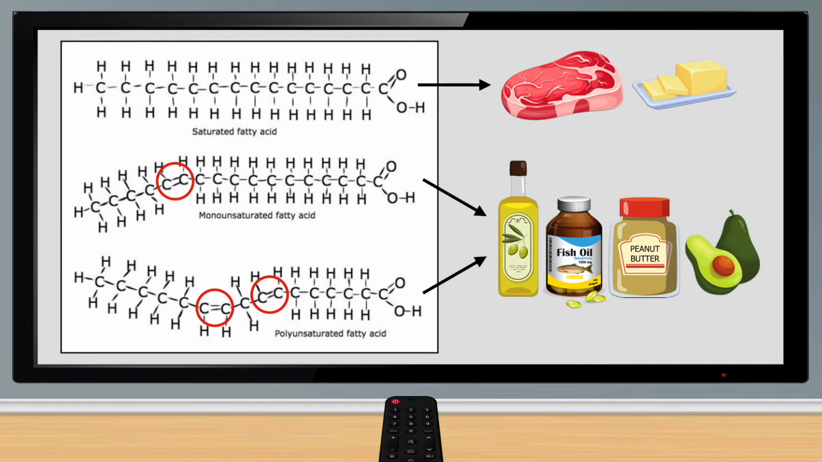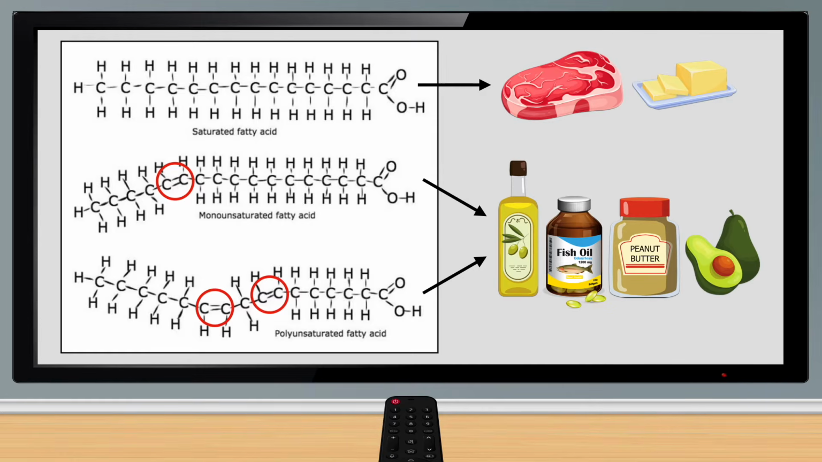fat is liquid. Examples of saturated fat include butter and the fat visible in beef. Vegetable oils, fish oil, nuts, seeds, and avocados are examples of unsaturated fat. The fat in nuts, seeds, and avocados appears solid at room temperature, but only because fiber holds it together.